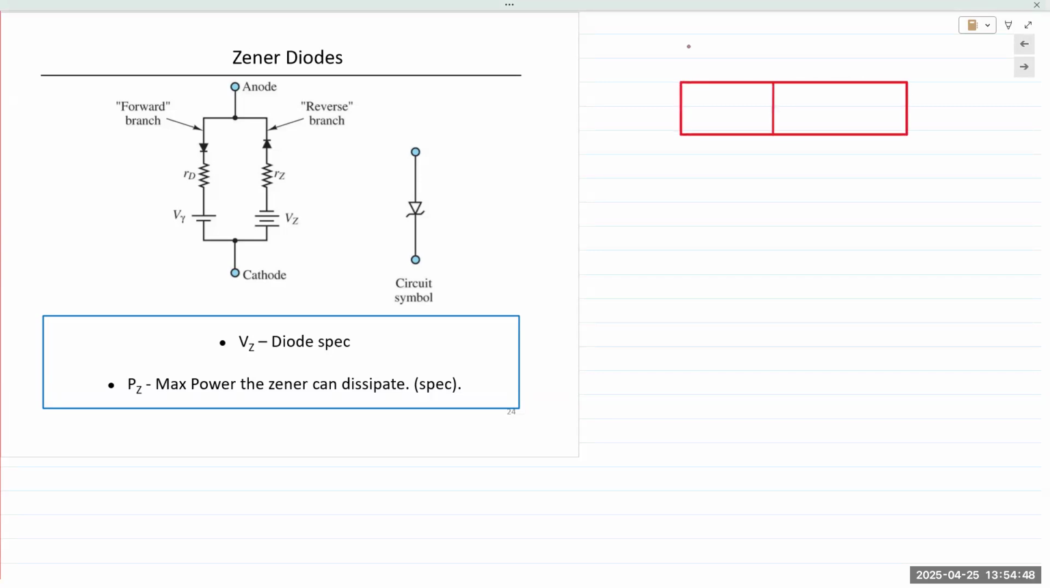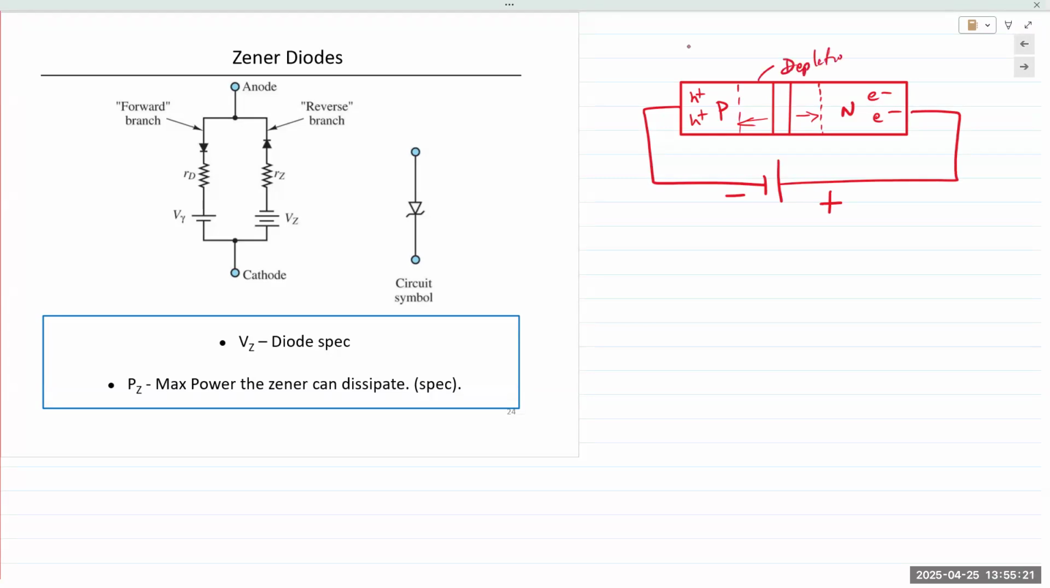Let's say this is the original depletion region between the P and N type material. Negative and positive, right? You have holes here and negative electrons here. They're attracted away from the junction. So the junction width increases. Depletion region increases.